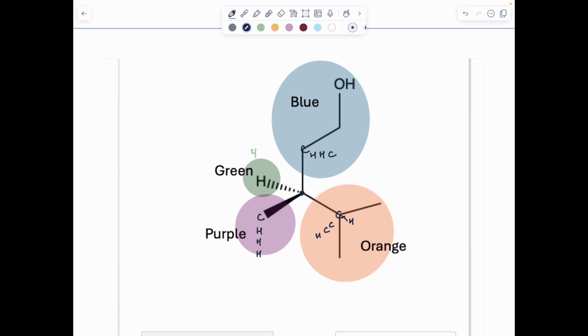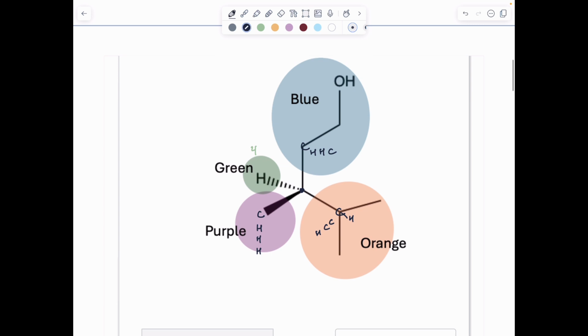When I'm comparing all these, this is the first point that they're different. Initially all of them are carbon, then we look at the first point of difference. Between purple and orange, purple only has hydrogens, and comparing purple and blue, purple only has hydrogens. So purple must be the next lowest priority. And now I'm just comparing blue and orange.